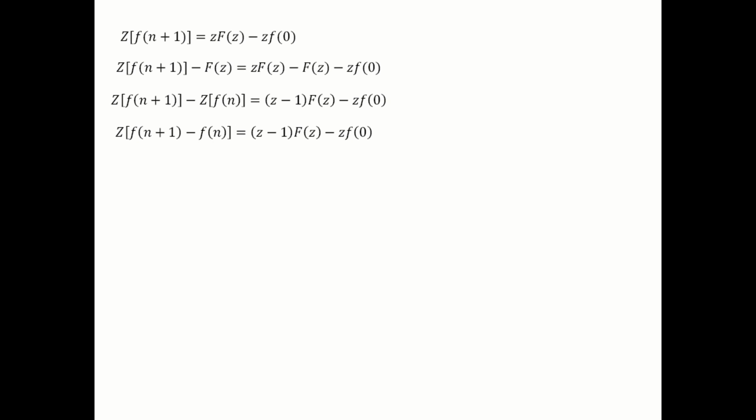By definition, Z of f of n is equal to capital F of Z, which is equal to summation n is equal to 0 to infinite f of n Z power minus n. Therefore, summation n is equal to 0 to infinite of f of n plus 1 minus f of n, Z power minus n, because instead of small f of n you are having Z of f of n plus 1 minus f of n.